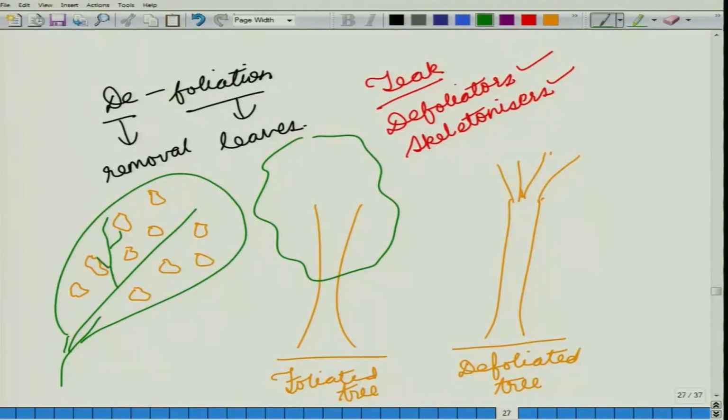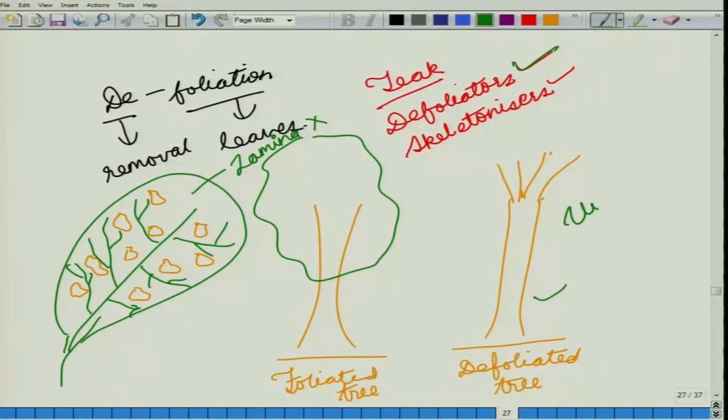Later on, this removal of the lamina would be so much that you would only be able to see these veins of the leaf, but you will not be able to see any of the leaf blade or the lamina. All the lamina is eaten away, and whatever remains looks very much like a skeleton. So that is a skeletonizer. Some insects such as these defoliators can result in the defoliation of a tree.